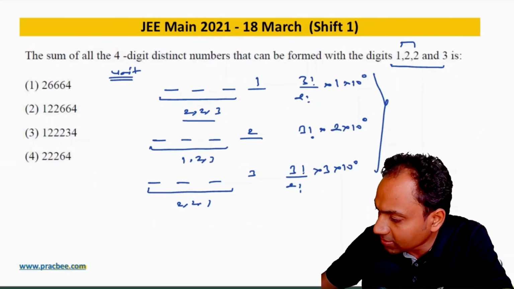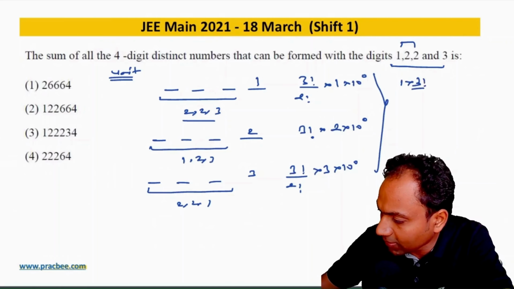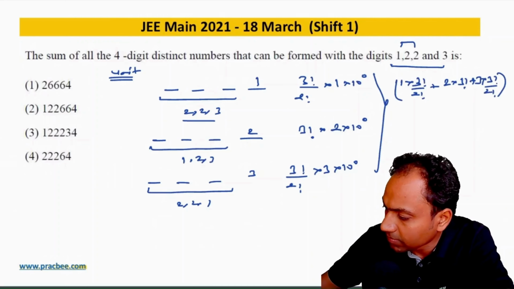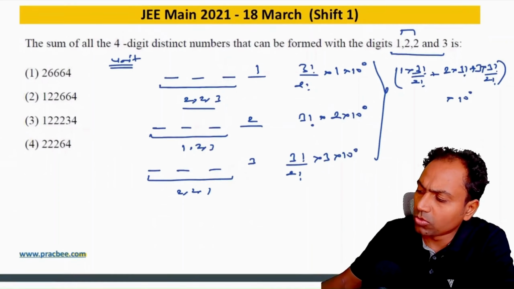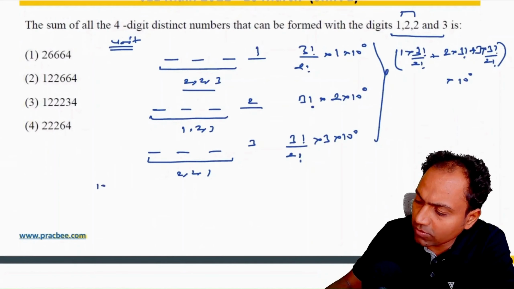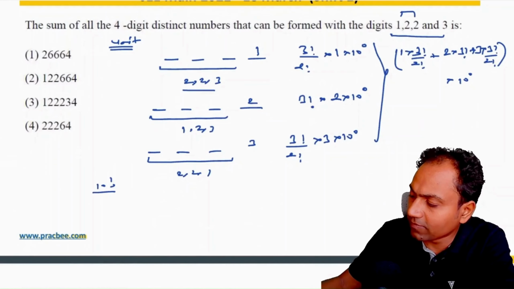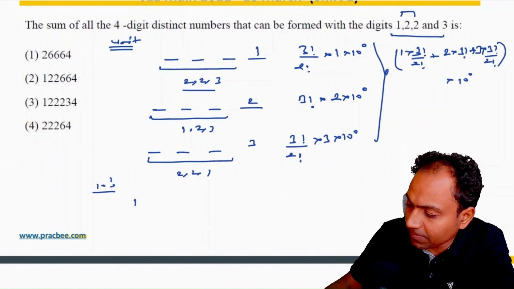So what we are getting is nothing but 1 into 3 factorial by 2 factorial plus 2 into 3 factorial plus 3 into 3 factorial by 2 factorial into 10 raised to the power 0. This is what we are getting. Now if I know this, then 10's place is not very difficult to calculate. The similar thing will happen. It is just that the place value will change.